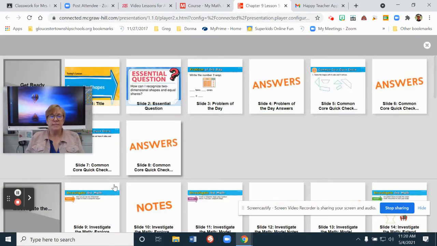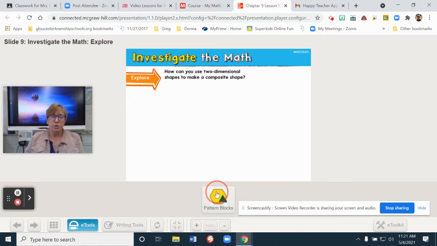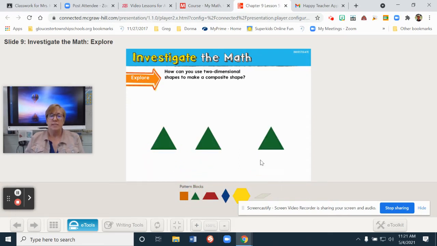All right, so now let's look here for investigate. How can you use two-dimensional shapes to make a composite shape? All right, so as an example, remember I said we would take different shapes, two-dimensional shapes, to make yet another one? Well, for this one, I am going to use triangles. So here are 3 triangles. Now, yes, I know you only have 2 triangles in your bag.